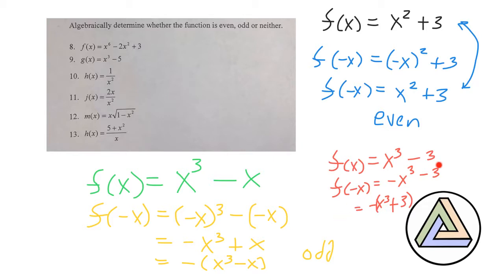This is not odd because after plugging in a negative x, I don't end up with the negative version of the original function. When I plugged in negative x over here, I ended up with the negative version of the original function. Here is the original function, x cubed minus x, and we ended up with the negative version of the original function. This is not the negative version of the original function. The original function is x cubed minus 3. This is not x cubed minus 3. All right, hopefully that makes sense. So this is neither even nor odd.